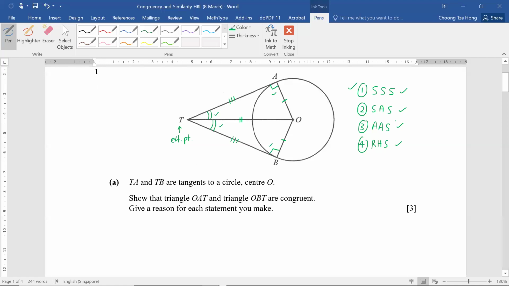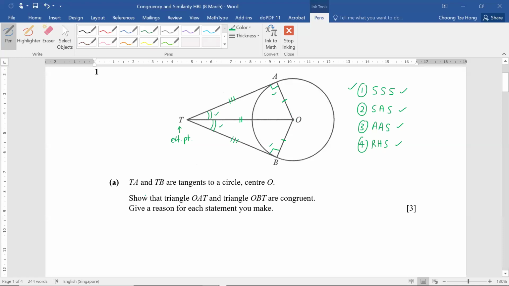So this is a rather unique question whereby all the 4 tests can be used. To get all the 3 marks, it just depends on whether you have presented your working properly or not. For this question, I'm just going to present one, but you can present the rest on your own now. Go and try and practice how to present. I'm going to use the first one, the SSS test, because I think that is the easiest of all.